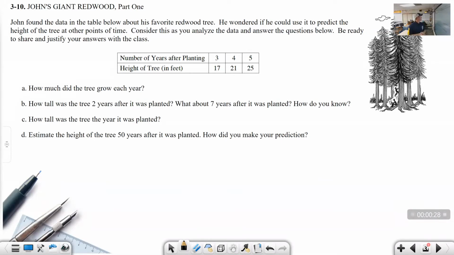John's Giant Redwood. Problem 3-10, you have your notebook open to lesson 3.1.2, and we'll go ahead and dive right in. John found the data in the table below about his favorite redwood tree.